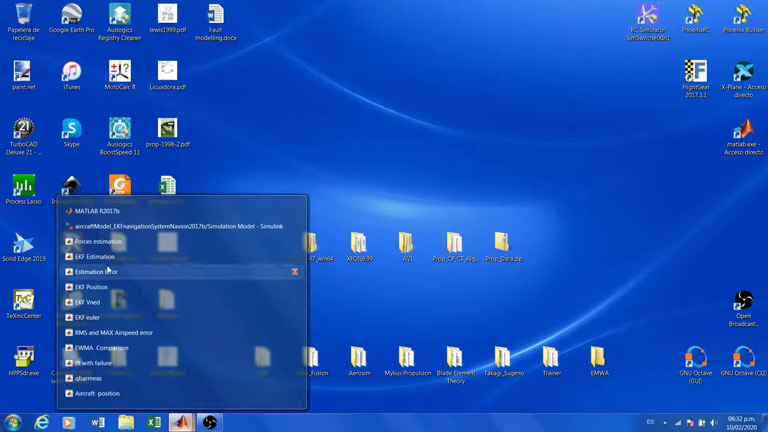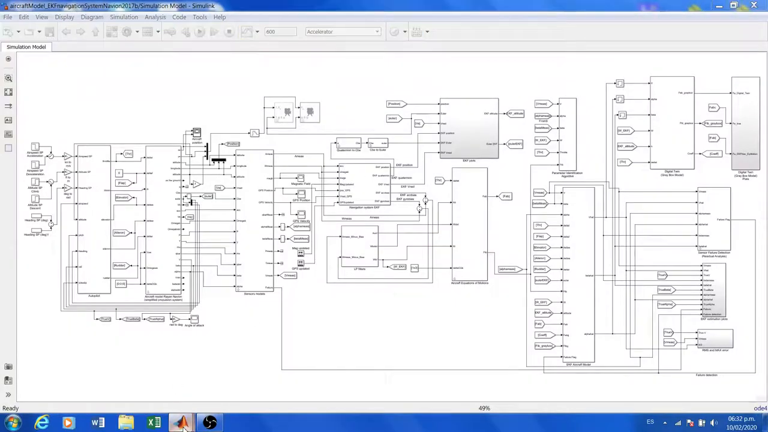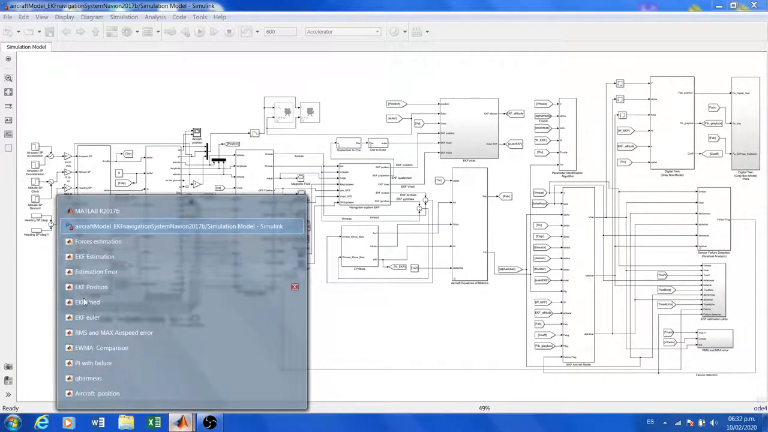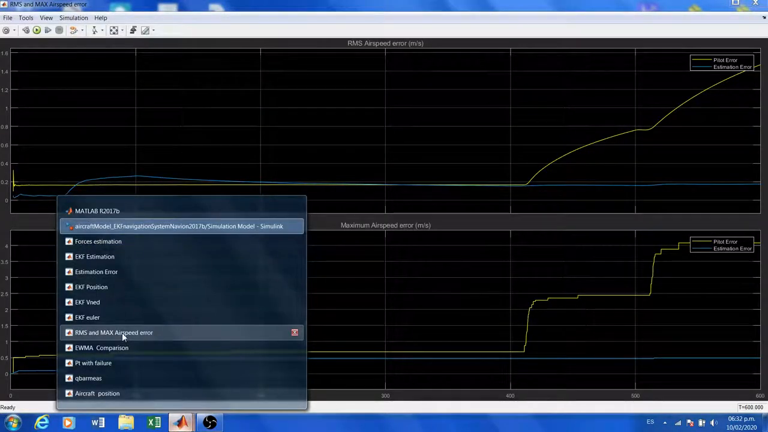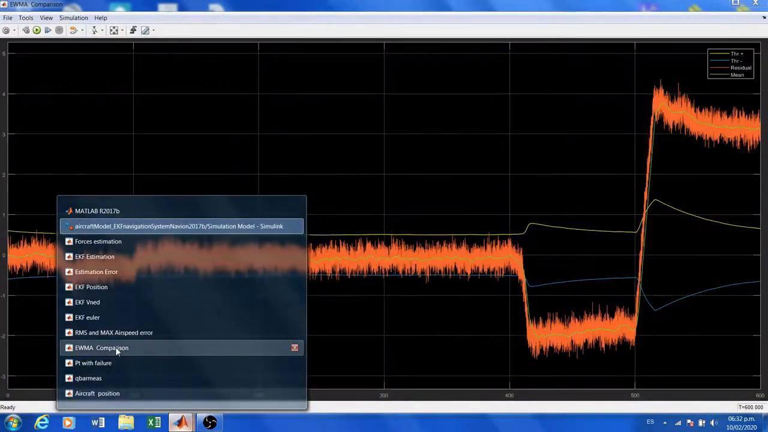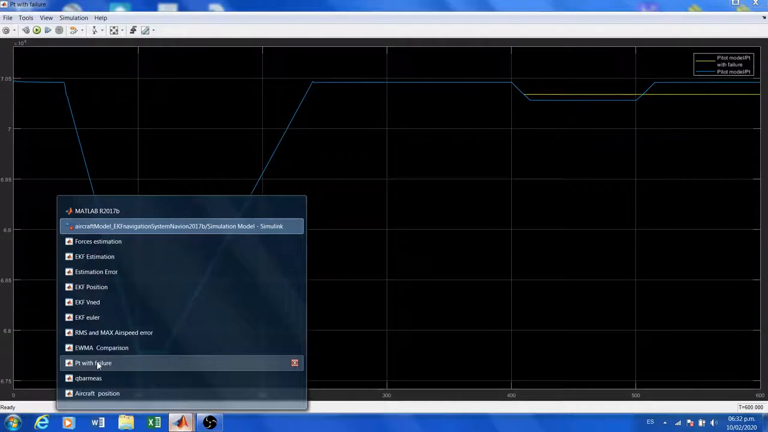So let's continue with the explanation. We were in the graphs, explaining the graphs. We already explained this one. This one also.